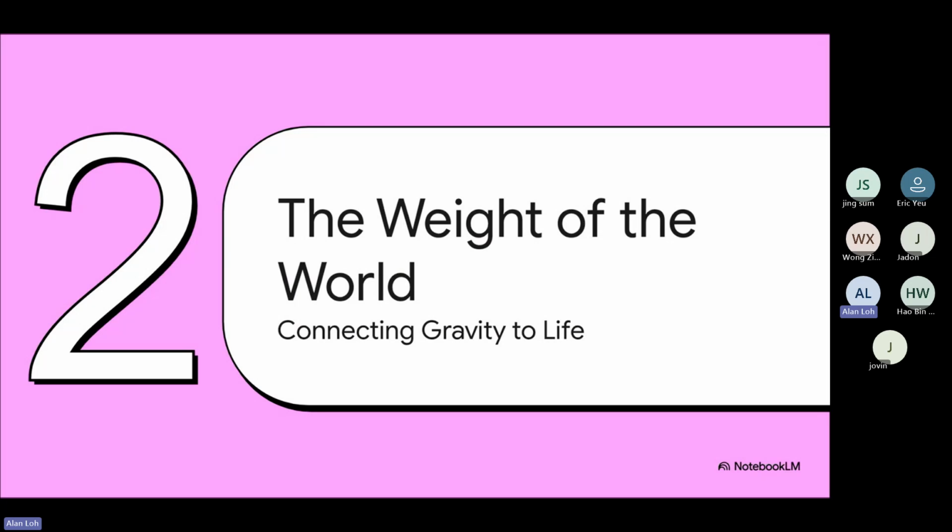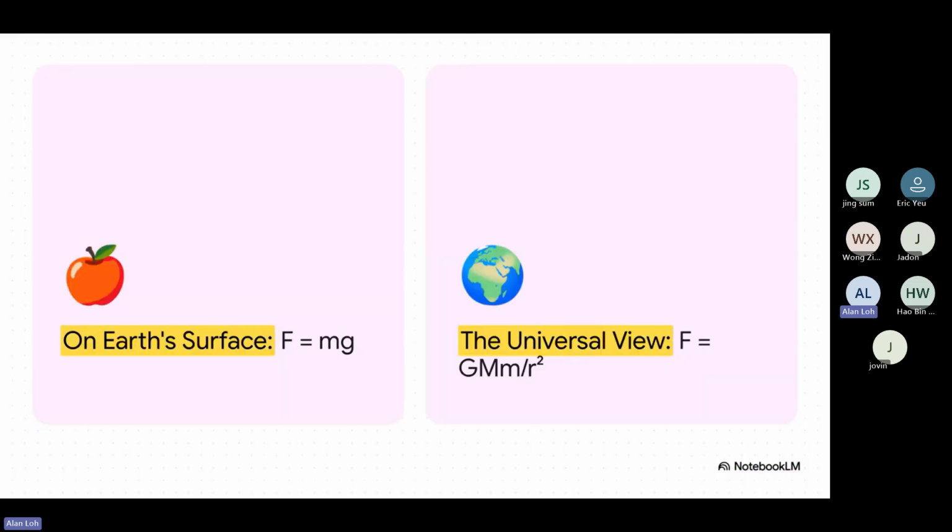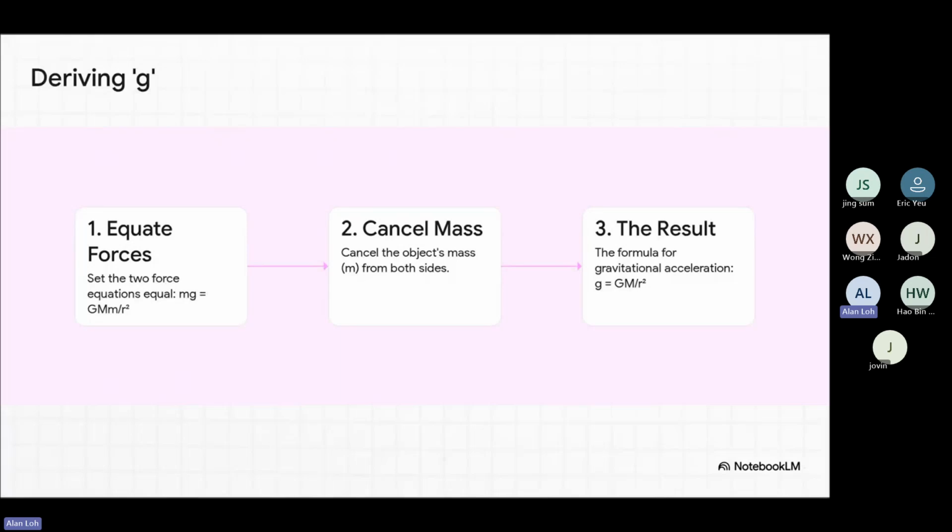How does this grand formula relate to something we all feel every single second of our lives? Our own weight. So here's the big connection. The force we call weight, which you probably learned in science class as mass times acceleration, or F equals mg, that's just our local, everyday experience of Newton's universal law. They're two sides of the same coin. Your weight is literally just the gravitational force pulling you and the entire mass of planet Earth together. And since they're just two ways of talking about the same force, we can set the equations equal to each other. Now watch this.